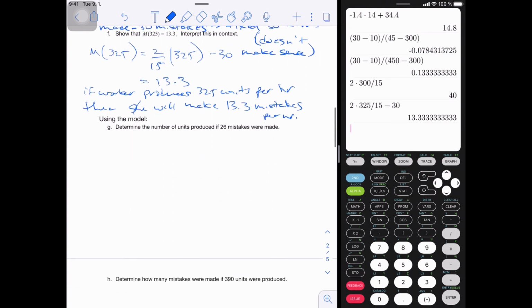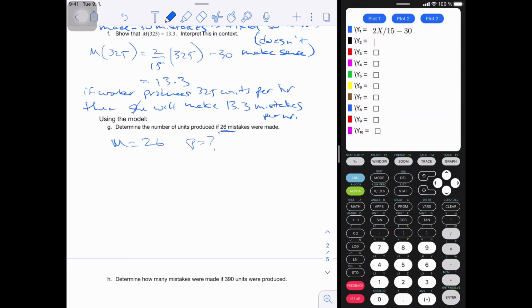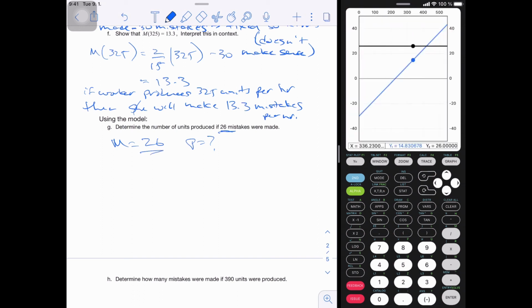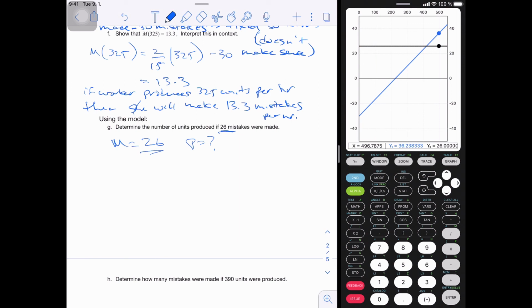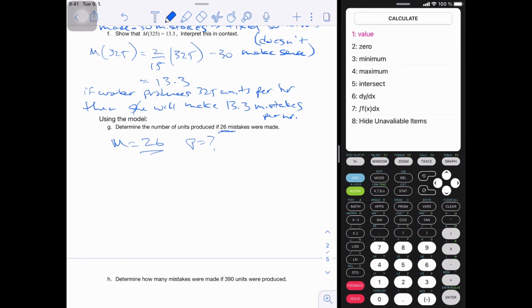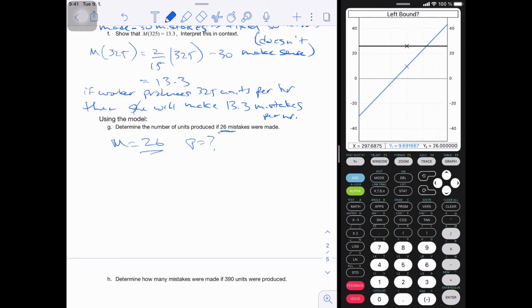All right, so now part G says determine the number of units if there are 26 mistakes made. So that means if m is equal to 26, what does p equal? Going to my graph, if I make y2 equal to 26, which is my m values, and I graph it, then I'm going to try and find this point of intersection. And so if I go second trace, number 5, enter, my left bound, my right bound, enter.